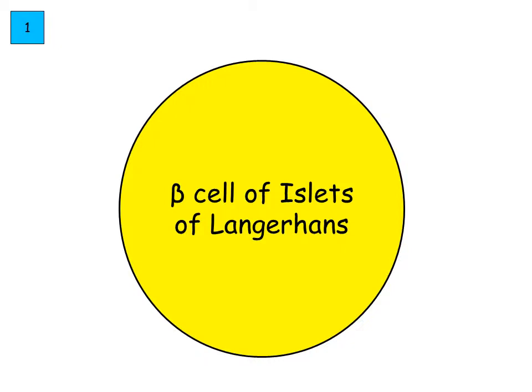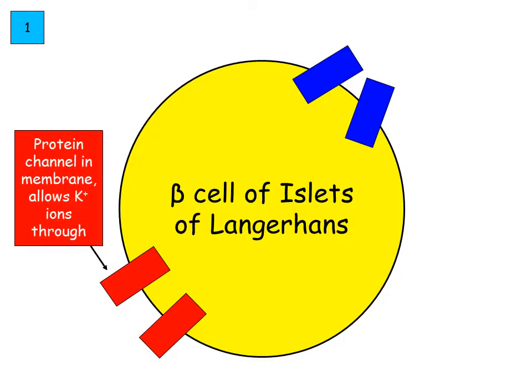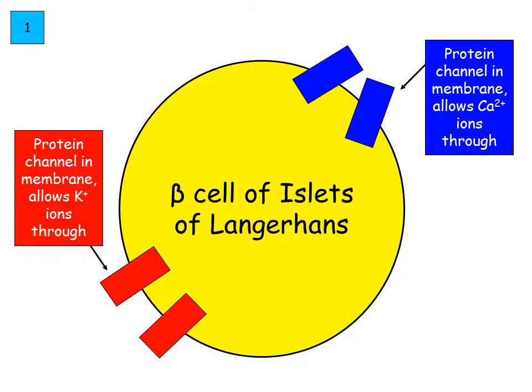The yellow circle on the screen represents a beta cell of the islet of Langerhans. In the membrane of the cells you have protein channels which are represented by the red and blue boxes. The red boxes represent potassium channels and the blue boxes represent calcium channels.